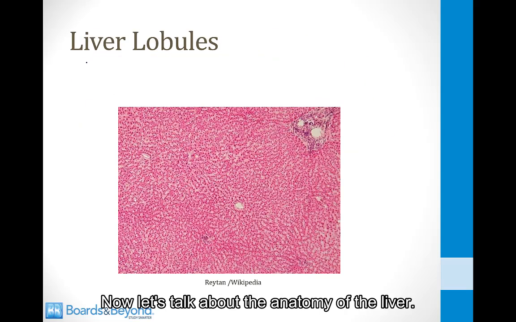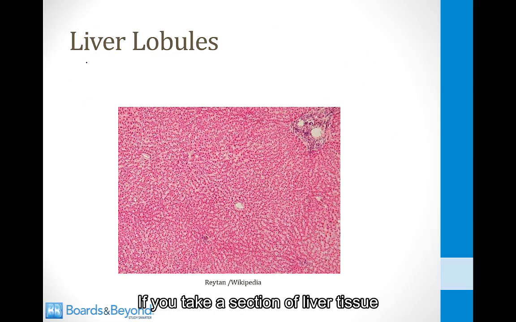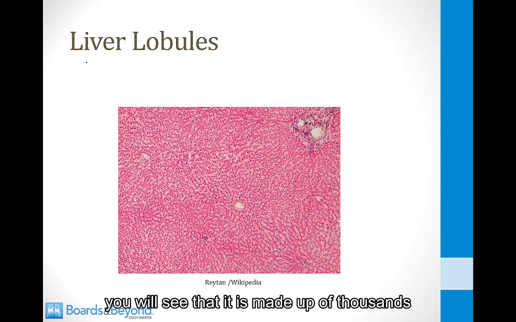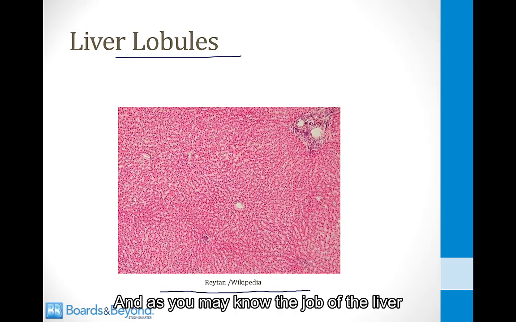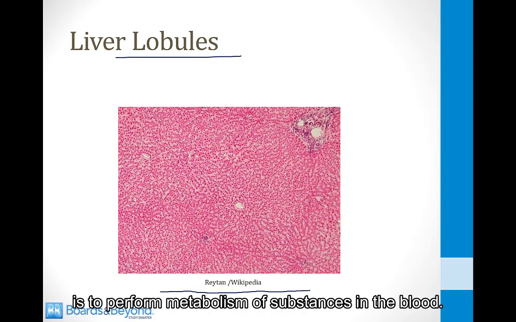Now let's talk about the anatomy of the liver. If you take a section of liver tissue and look at it under the microscope, you will see that it is made up of thousands and thousands of structures called lobules. This is a picture of a liver lobule on the screen here. And as you may know, the job of the liver is to perform metabolism of substances in the blood.